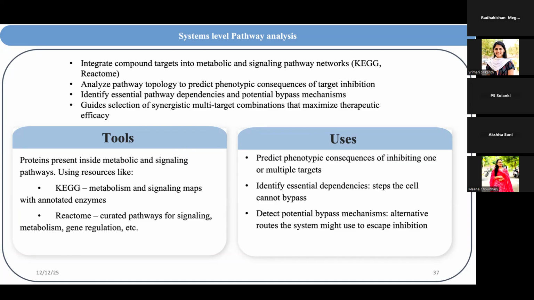What we predict from this is the phenotypic consequences, identify essential dependencies, and detect potential bypass mechanisms. So we can aim at different points in a pathway to prevent the rerouting of it. We can also combine enzymes and nodes from the pathway.